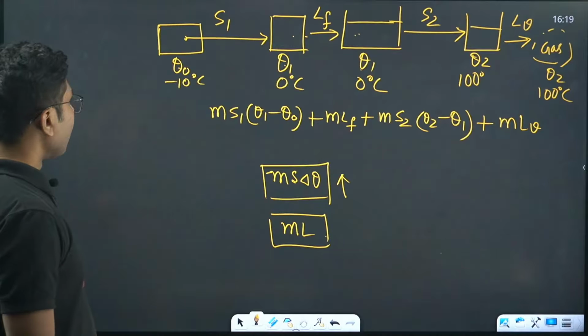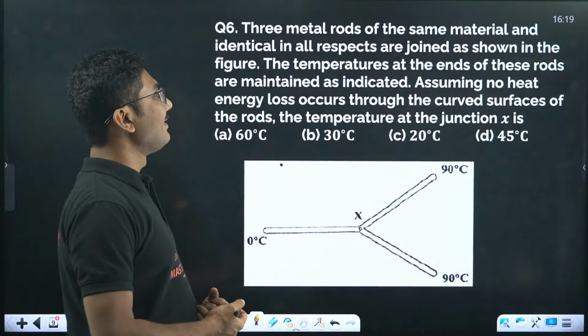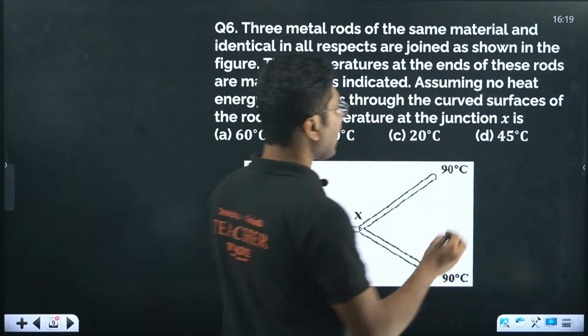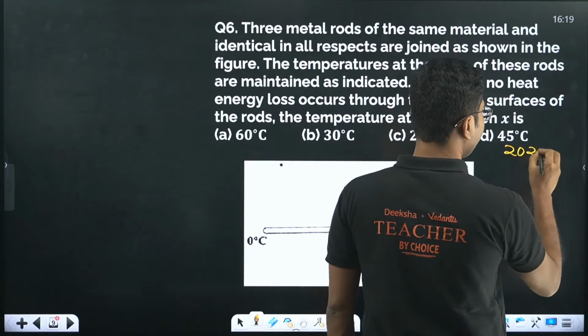Now next question. Three metal rods, this is a question from 2025. This question came in 2025.